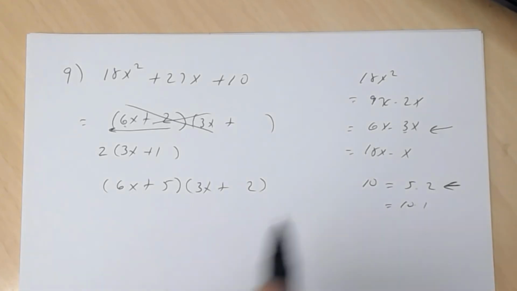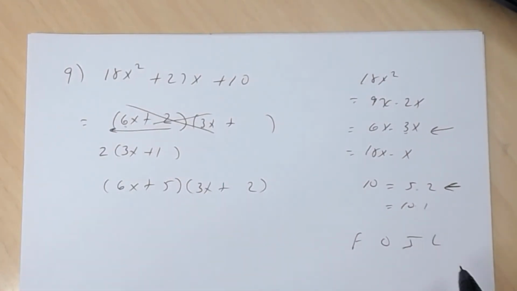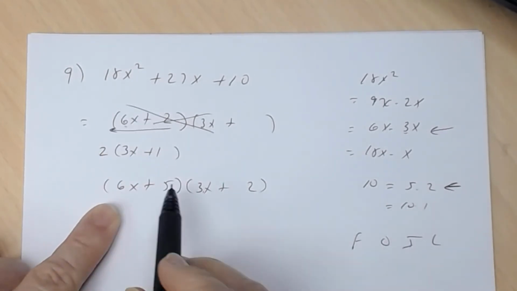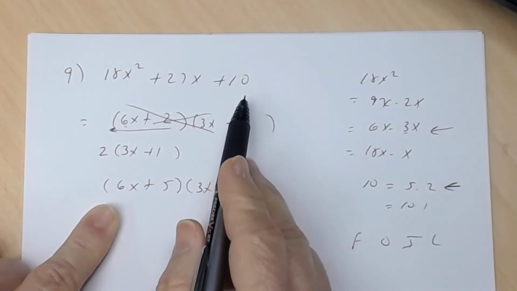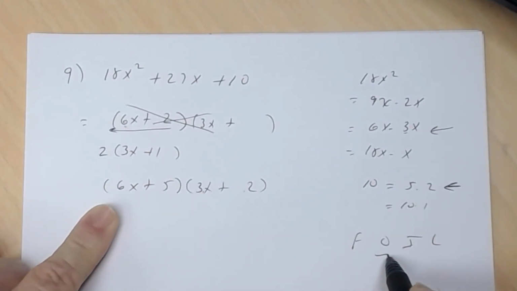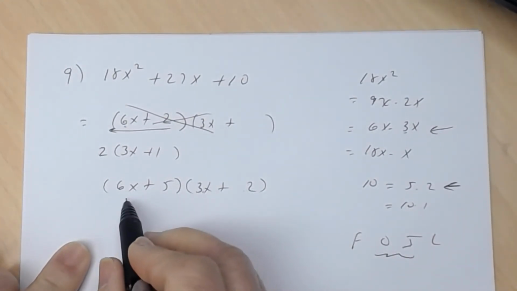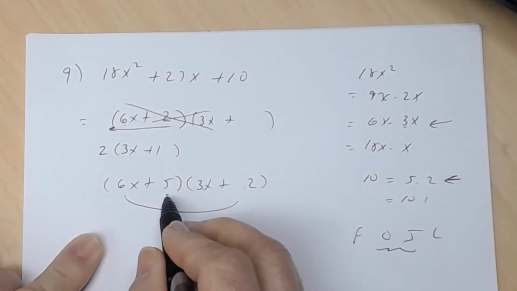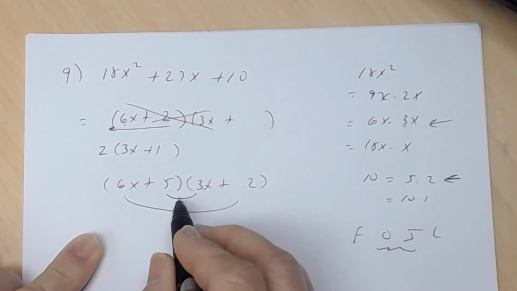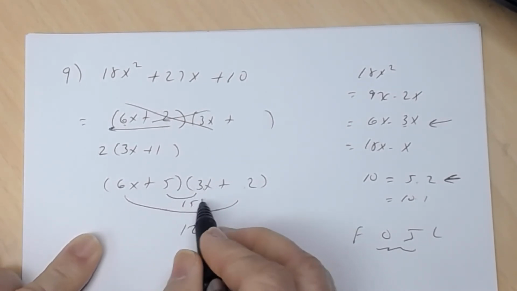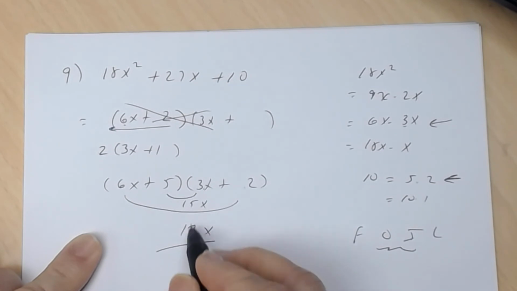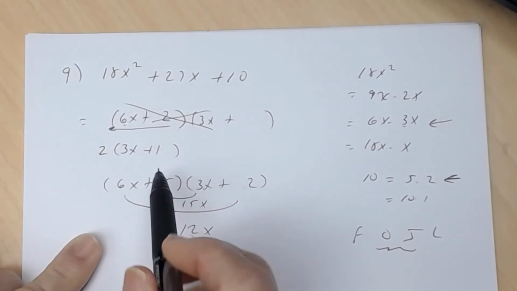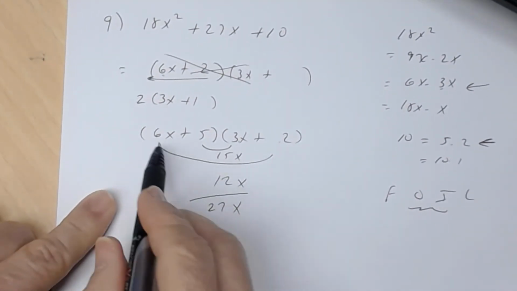Now again, you got to make sure you do the FOIL method to verify what you have is correct. So even though 6x times 3x is 18x squared, and positive 5 times a positive 2 is a positive 10, you got to make sure that you check the outer and the inner. So the outer, 6x times a positive 2, is 12x. The inner, 5 times 3x, is 15x. And when you combine those, 15x and a positive 12x is a positive 27x, which is what you wanted. So this is now correct.